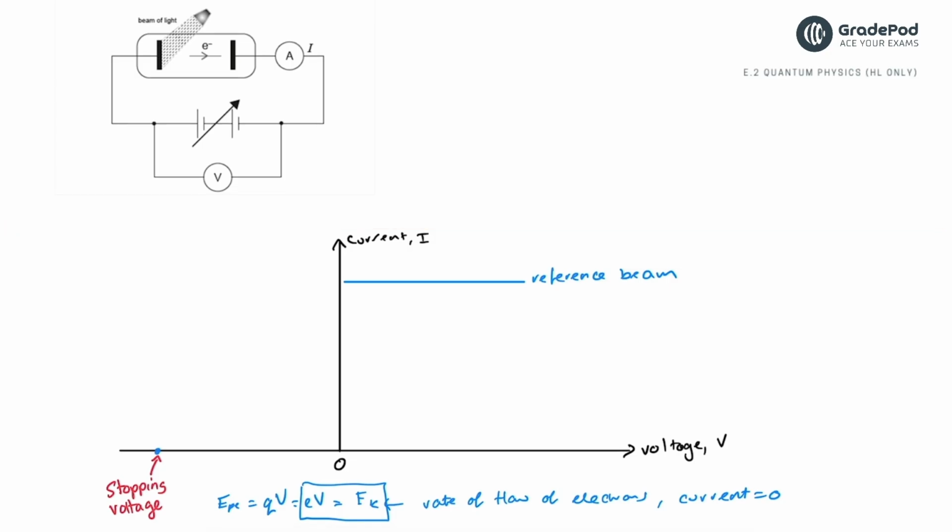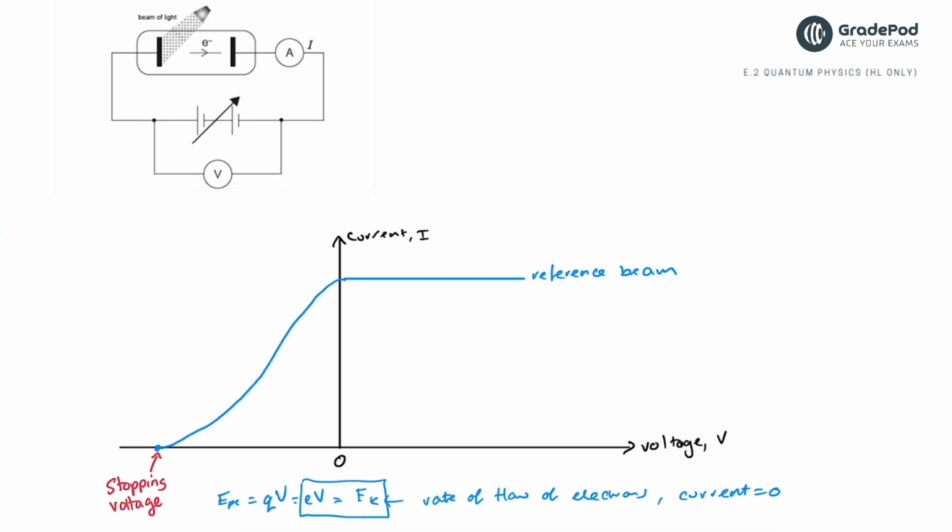Between the electrons having maximum current and the stopping voltage, we're going to see that current decrease, and it takes a little pattern that looks like that.